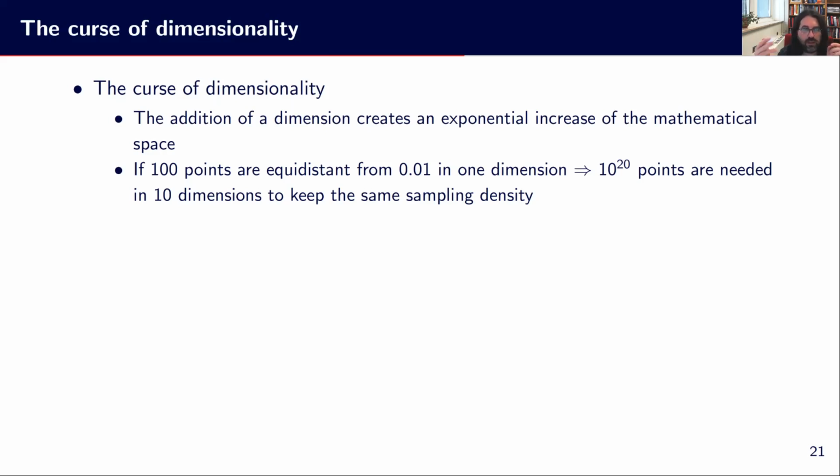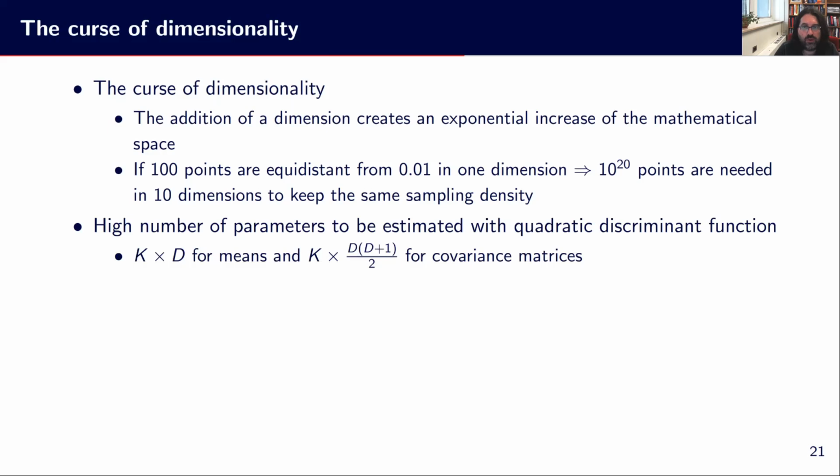If we go to 10 dimensions, the number of points required to keep that sampling density, in terms of having points close together enough, is much different. We will need not 100 points, we will need 10 to the power of 20 points, which is huge, ultra huge. That means in practice that we cannot preserve the sampling density. The sampling density will be much lower. And with a lower sampling density, we may have more problems to model well the distribution of the data, for example.